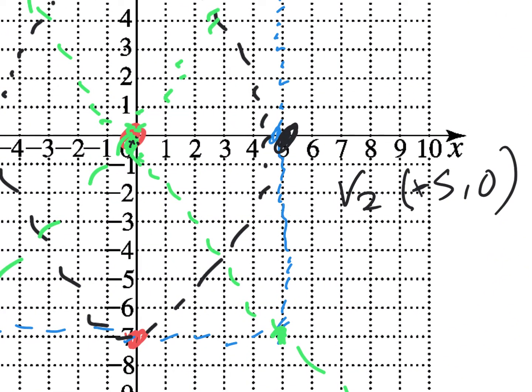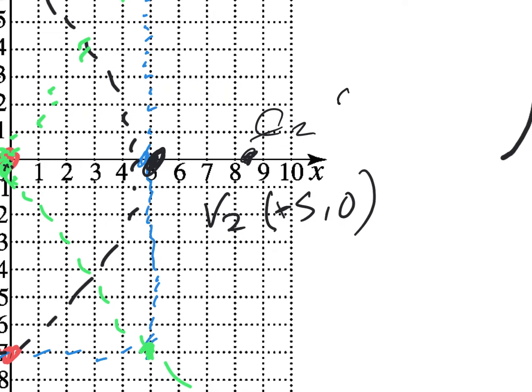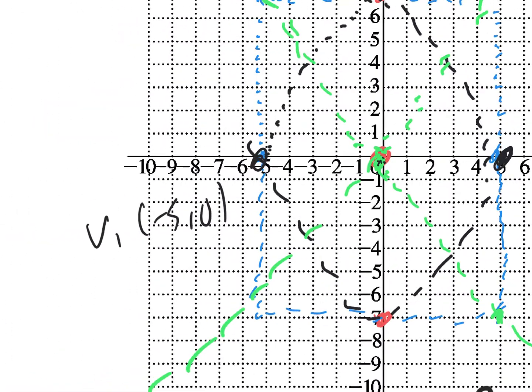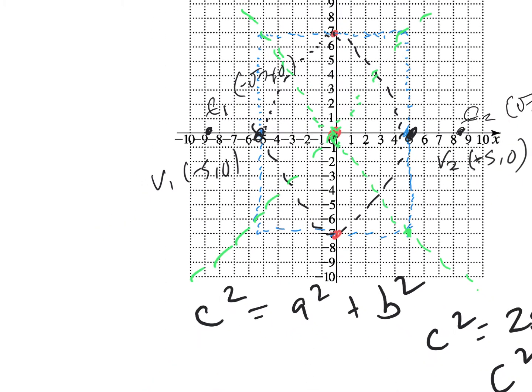So I count between 8 and 9, and I'm going to call this one foci number 2, which is at square root of 74 comma 0. And this focus here between negative 8 and negative 9 is foci number 1, which is negative square root of 74 comma 0. And this imaginary line is called the transverse axis. It connects those 4 points.